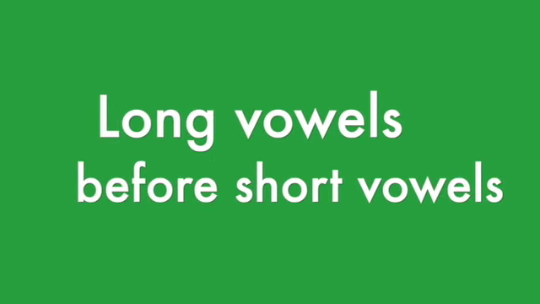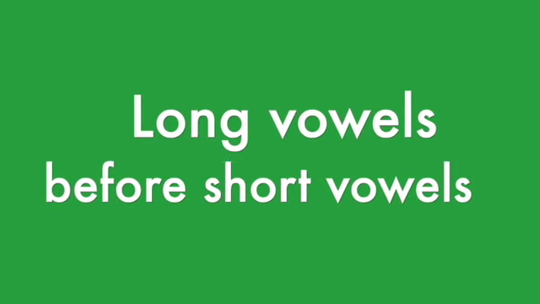Number 4 is long vowels before short vowels. This one I see quite often, but it's really helpful if your child can learn the short vowel sounds before the long vowel sounds. That enables them to really unlock reading by starting to read those 3-letter consonant vowel consonant words. Like cat, the A says a, or dog, the O says o.